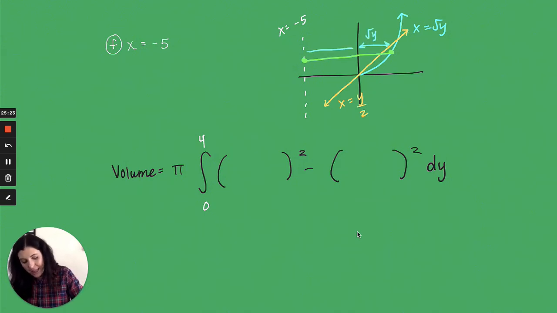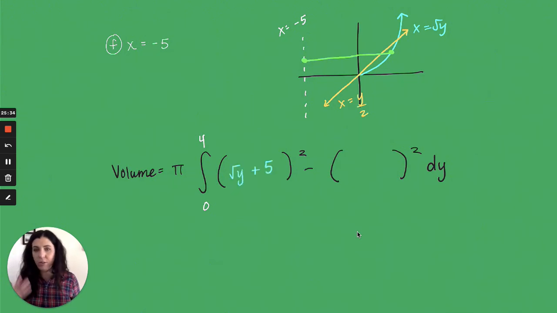I am lengthening that quite a bit. I'm not subtracting from it at all. I'm just adding to it. So what I'm going to get there is the square root of y plus 5, or 5 plus the square root of y. The order doesn't really matter there.